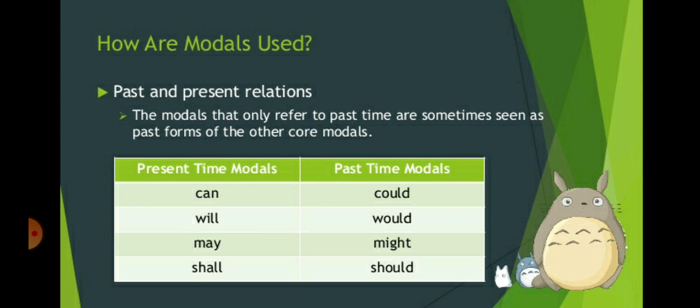Now here you can see past and present relations. The modals that only refer to past time are sometimes seen as past forms of the other core modals. Now there are two columns. In the first column you can see present time modals. In the second column you can see past time modals. Now let us try to know present time modals. Present time modals are can, will, may, shall, and past time modals are could, would, might, should.